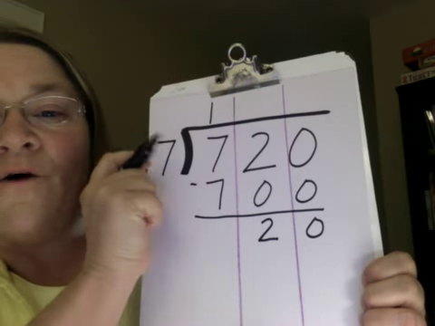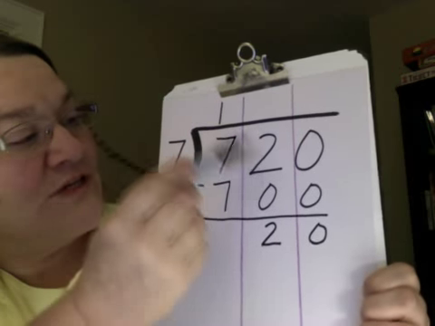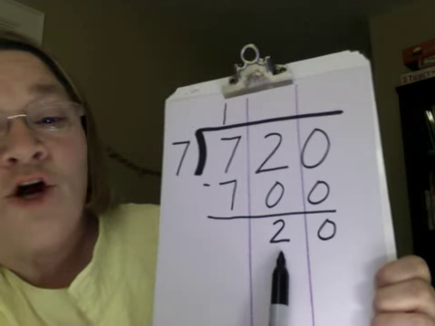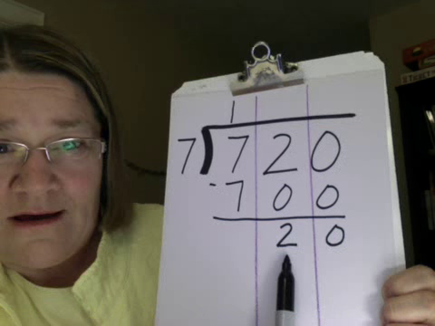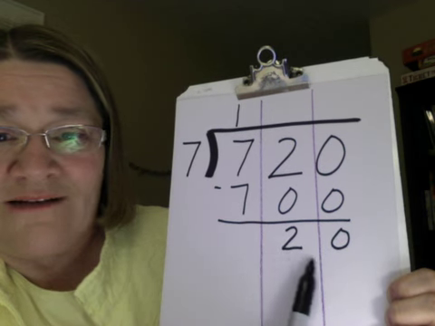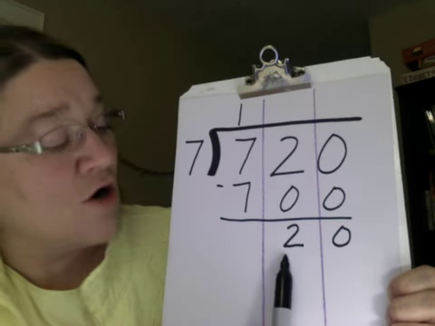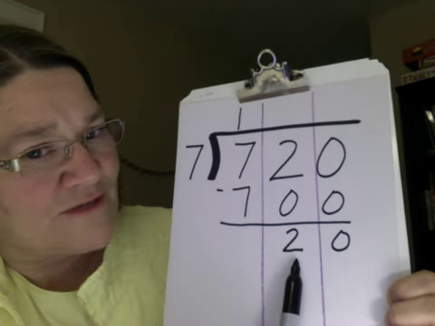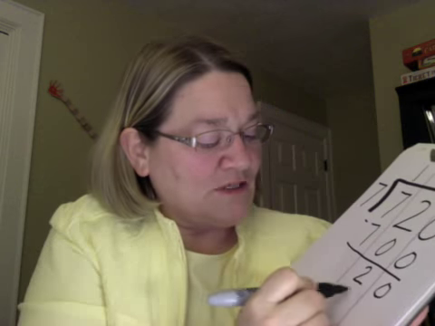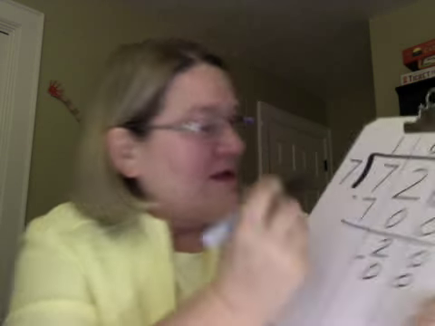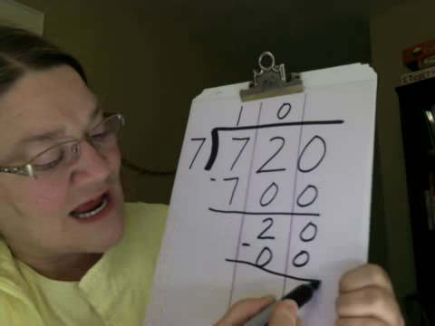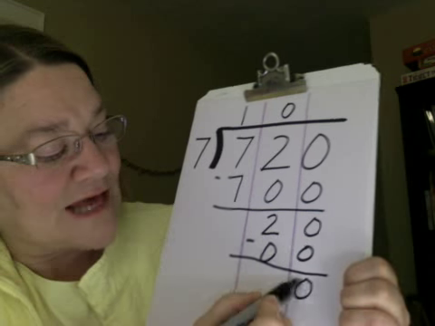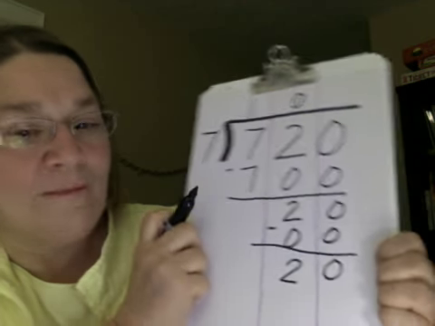All right, now we move over to the tens place, and we need to ask ourselves how many groups of 7 are in 2. Not in 20, but how many groups of 7 are in 2? And there are no groups of 7 in 2. So this is where we need to put a 0. So we put our 0, and we know that 0 times 7 is 0. So we'll put our zeros here and subtract. That gives us 20 again.